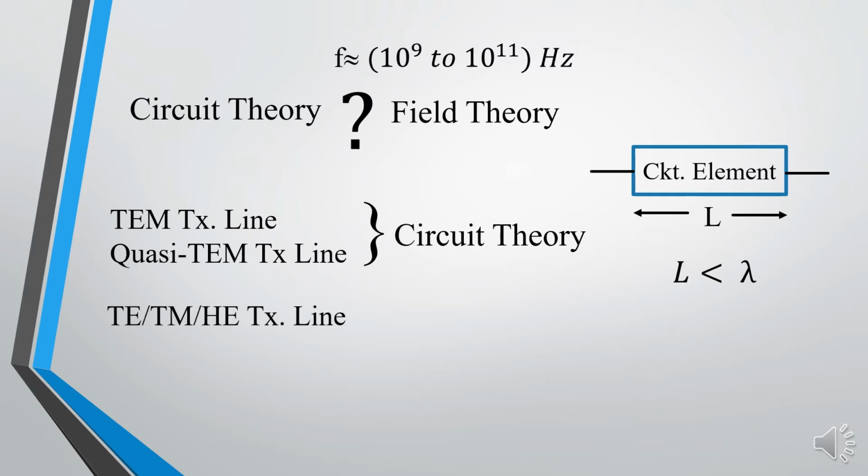Now come to another kind of transmission line, like transverse electric, transverse magnetic and hybrid electric transmission lines. All these transmission lines are single conductor transmission lines, and we cannot define voltage properly for this kind of transmission line. So for this kind of transmission line, TE, TM or HE, we have to apply field theory.